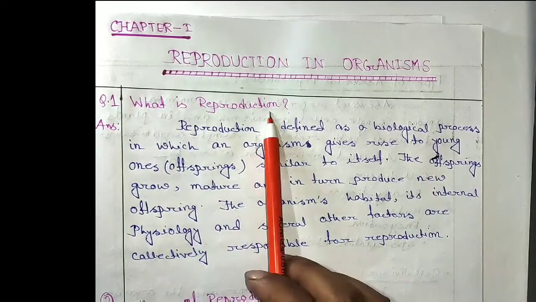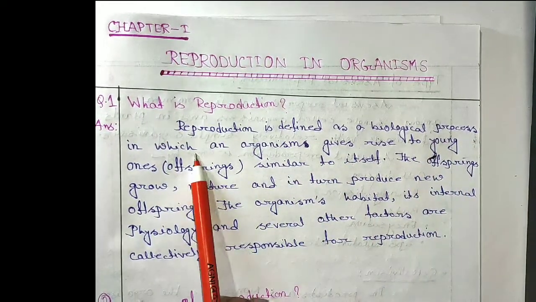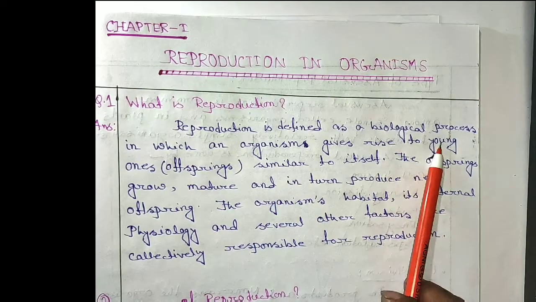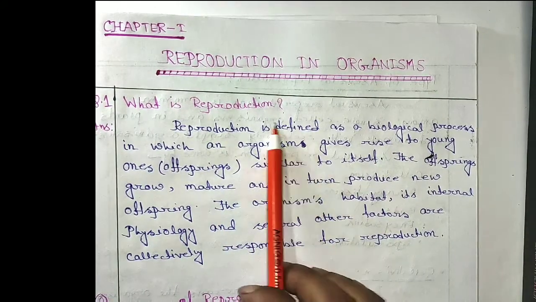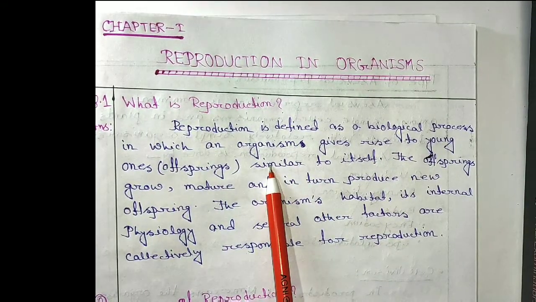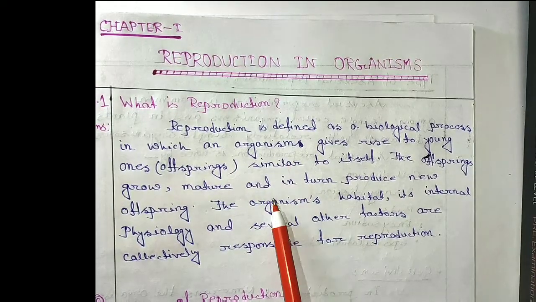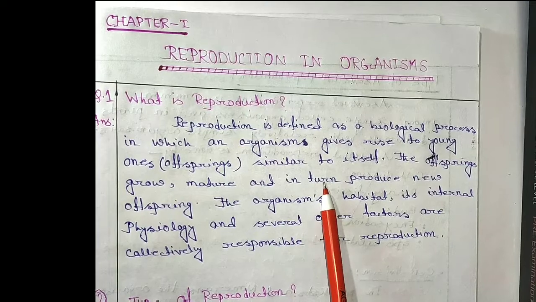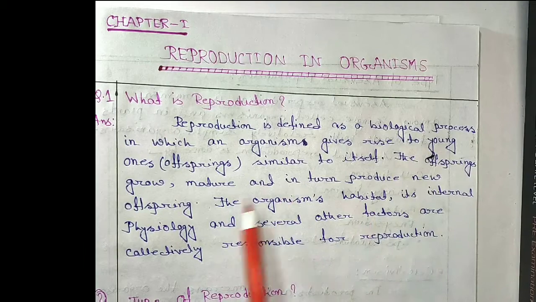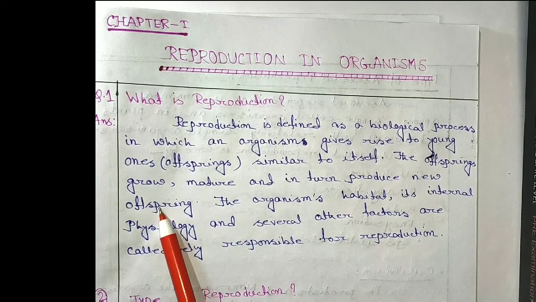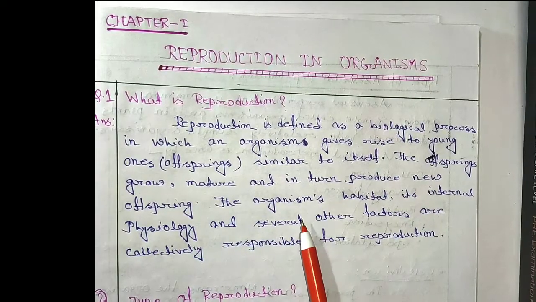So what is reproduction? Reproduction is defined as a biological process in which an organism gives rise to young ones, that means offspring, similar to itself. An organism means the parents. So in reproduction, a new individual is formed from the parents, and the new individuals are similar to their parents. The offspring grow, mature, and in turn produce new offspring. So when our offspring grow, they become mature and can produce new individuals.